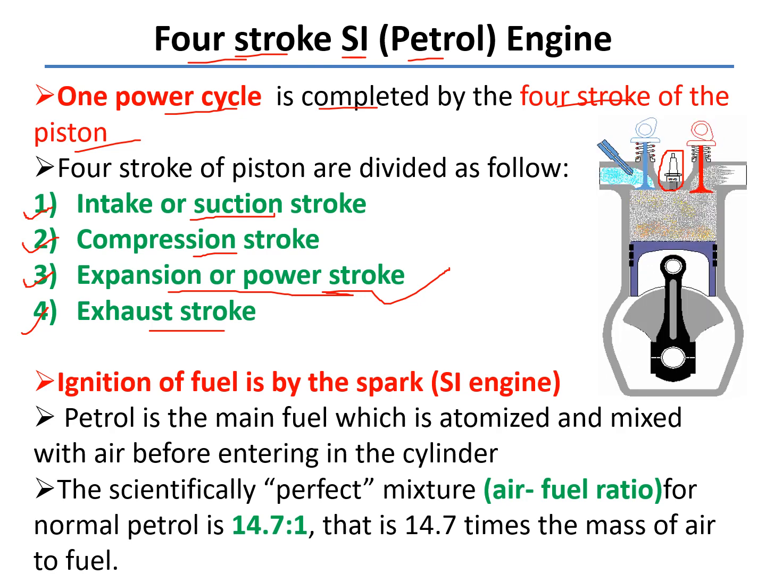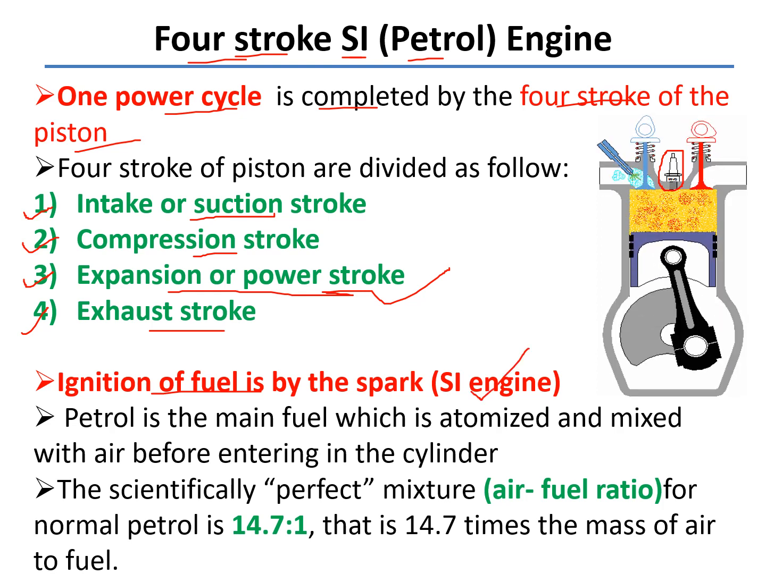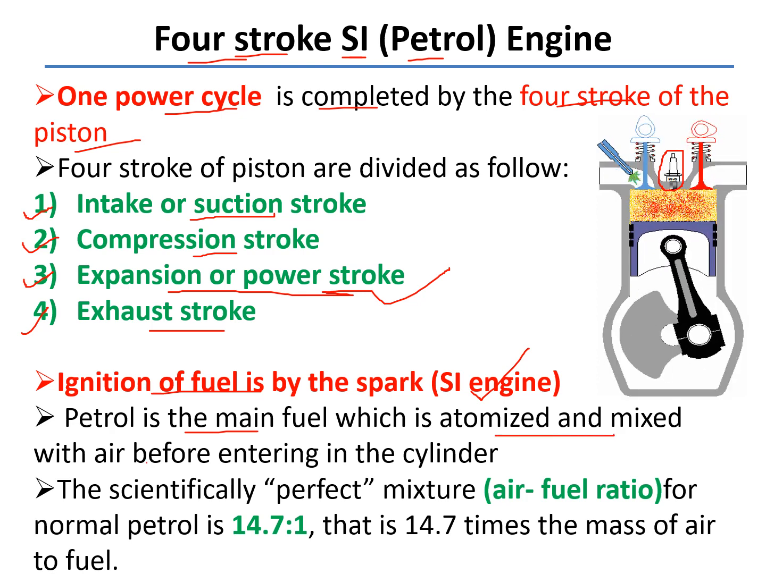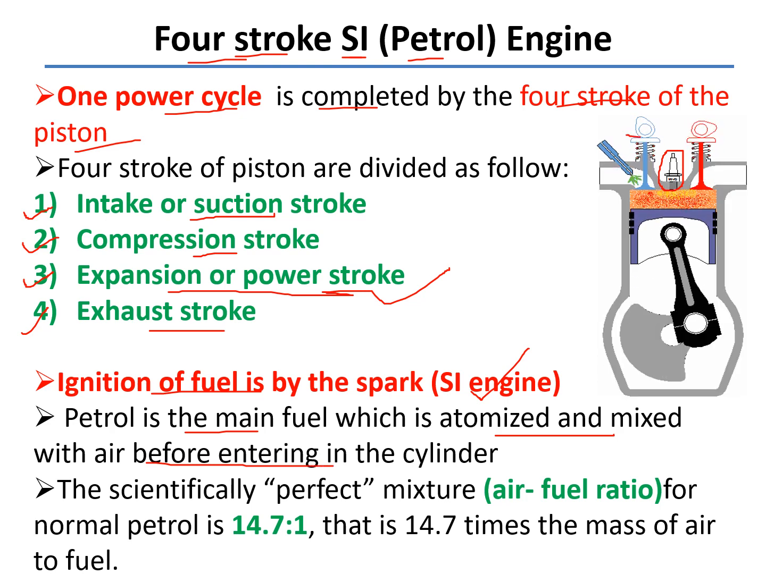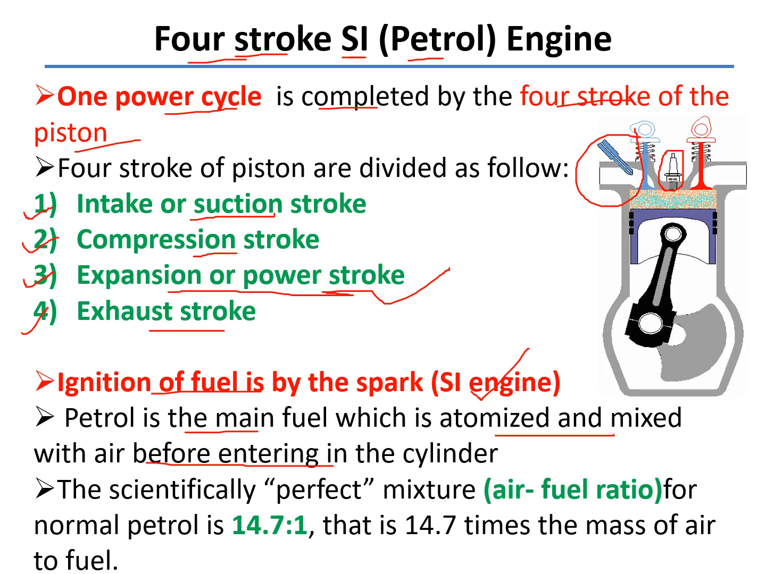Because the ignition of fuel is done by the spark, it is also known as the SI engine. And here petrol is the main fuel, which is atomized and mixed with air before entering the cylinder, because through the inlet valve the fresh charge will enter. So in a petrol engine or SI engine, the petrol is mixed with the air in atomized form. That mixing is done through the carburetor.